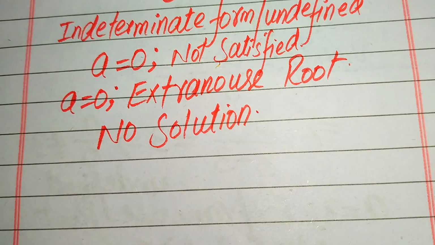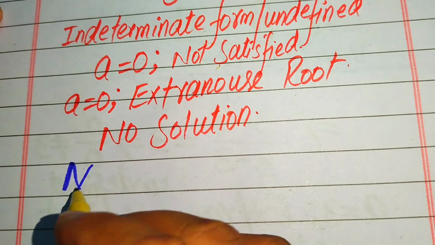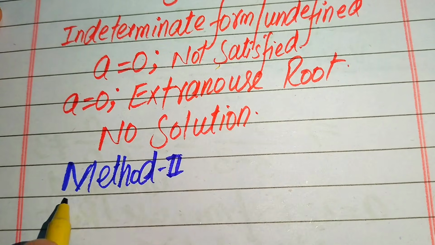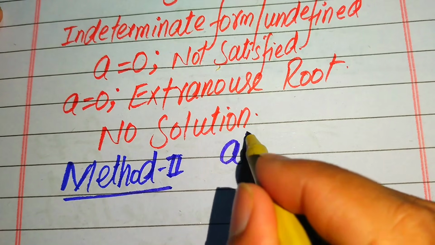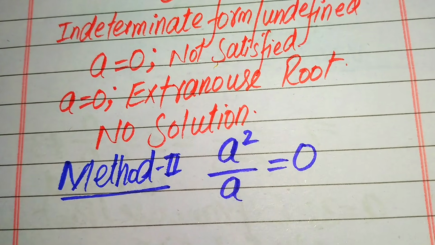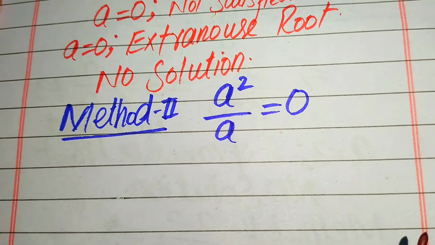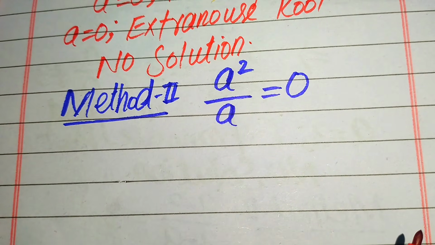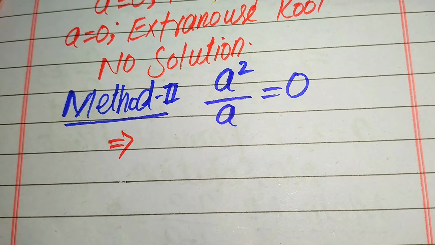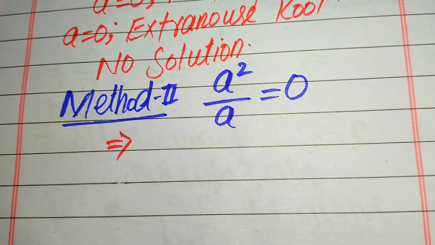And now we solve this problem again using the second method. For the second method, we copy down the given question statement, a squared divided by a equals 0. Here we use another approach to solve this problem for the values of a. This is a very straightforward and quick method, where we quickly determine the solution set of this problem.